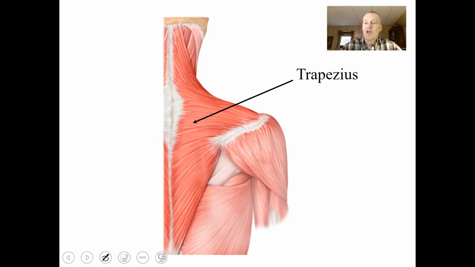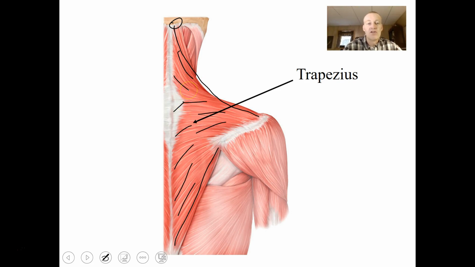The trapezius is going to allow you to shrug your shoulders. It attaches all the way up into that occipital protuberance in the occipital bone, comes down, attaches into the scapula, attaches into the vertebrae. Okay, so it's a pretty massive muscle allowing you to shrug your shoulder.